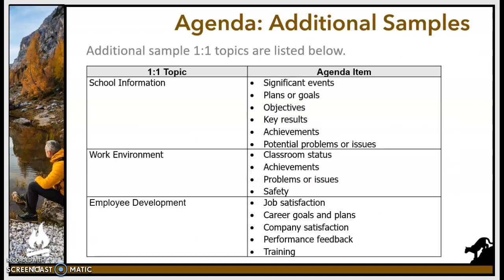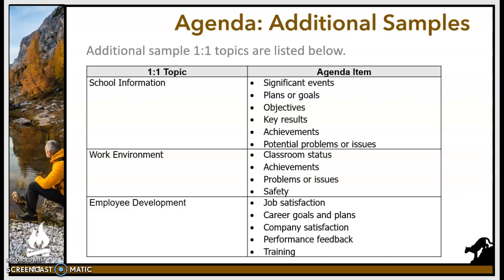Okay. Some additional samples. We could also talk about school information. If there are significant events coming up as we get into next year, there's going to be a lot more on my part around bringing in Skills USA, in terms of potential competitions. Are there events that go on with that? Are there plans or goals? If you're wanting to track to an internship position or an internship in the fourth year, how do we work on that? So what is that school information?